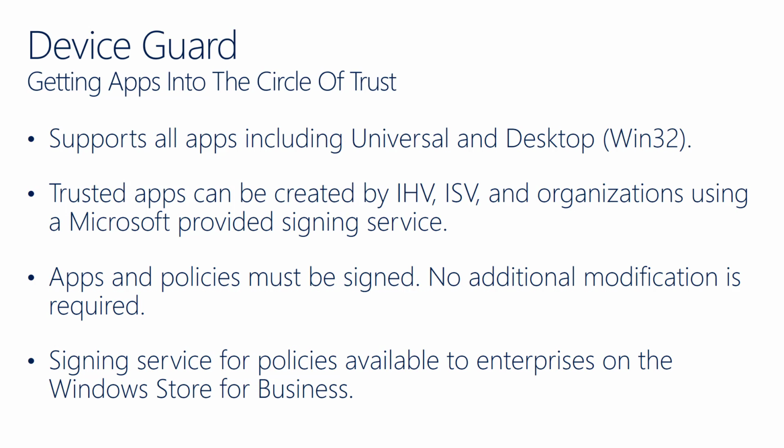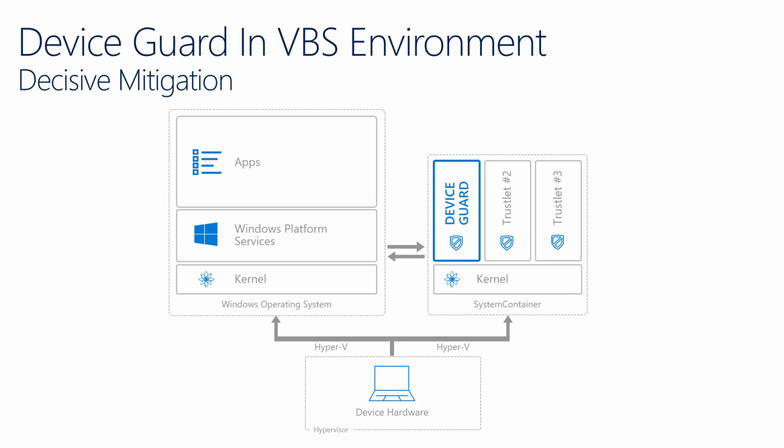Now, as we get into Device Guard, again, talking about getting apps into this circle of trust, we can add universal apps, we can run our traditional Win32/desktop and server apps, and trusted apps can be created by third parties, by in-house organizations, and Microsoft provides their own signing service so that you can just use the Windows Store for Business to go through and actually start signing your own apps if you are a custom app builder. Now, apps and policies must be signed, and then we don't need any additional modification to the code itself. As I said, the signing service policies are available to enterprises for their internal line of business apps up on the Windows Store for Business.